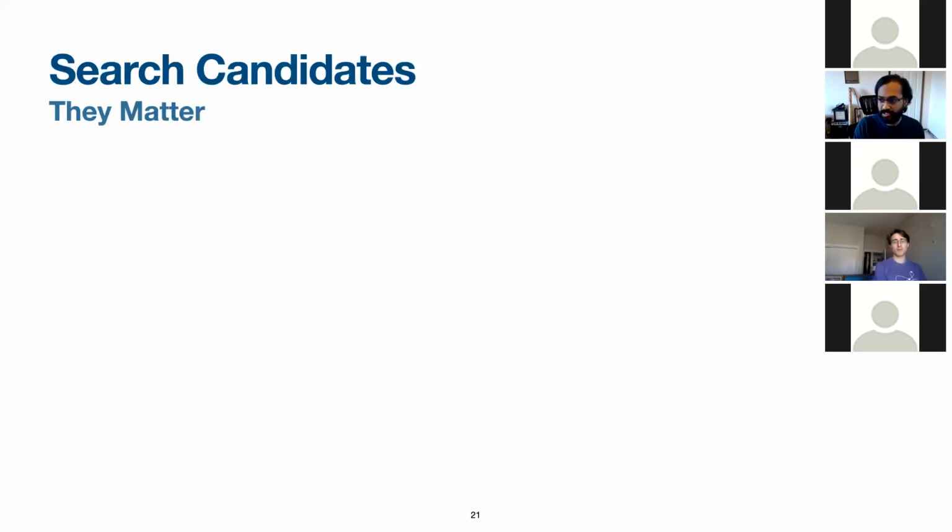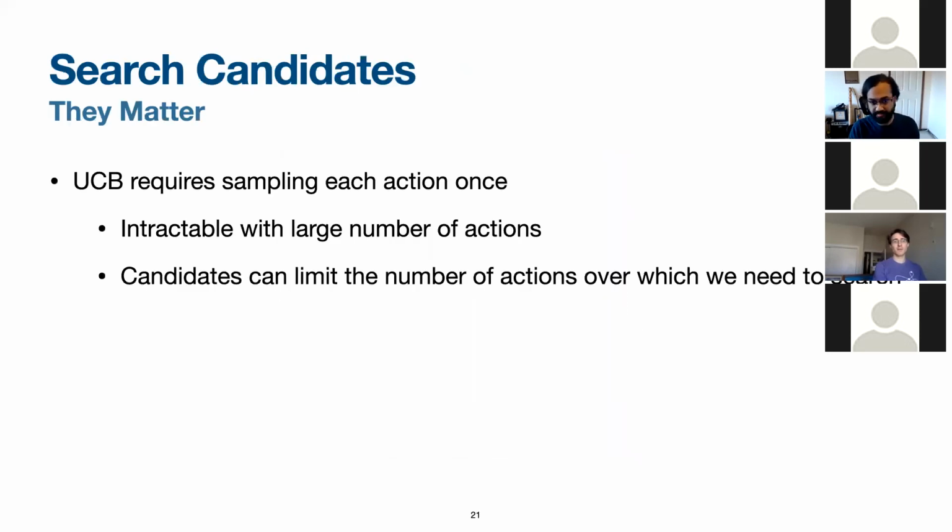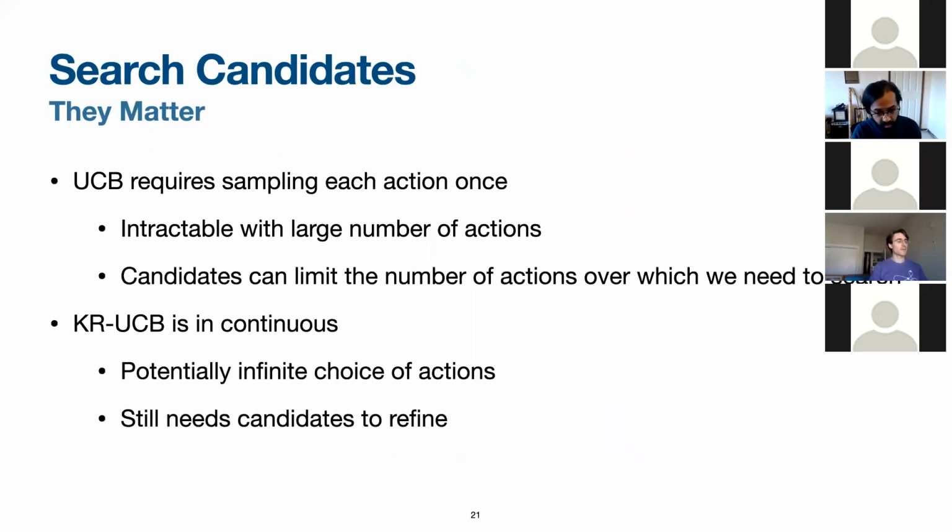Okay, so search candidates matter. UCB requires sampling each action at least once, and this becomes intractable when we have a large number of actions at a state. And so candidate actions can limit the number of actions over which we need to search. And KRUCB is done in continuous settings where we have a potentially infinite choice of actions. And in order for KRUCB to work, we need to begin with a set of actions to search over.